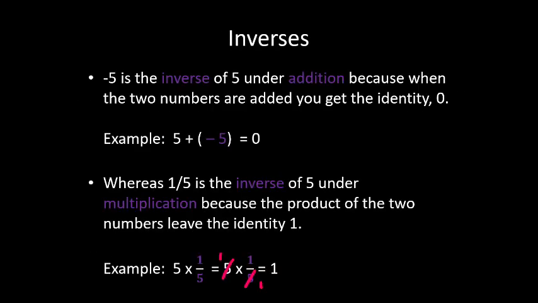Okay, so let's look at inverses now. Negative 5 is the inverse of 5 under addition, because when the two numbers are added, you get the identity 0. For example, 5 plus negative 5 will be equal to 0, whereas 1 over 5 is the inverse of 5 under multiplication, because the product of the two numbers leaves the identity 1. So here we have 5 being multiplied by 1/5, and we show the working to give you 1.